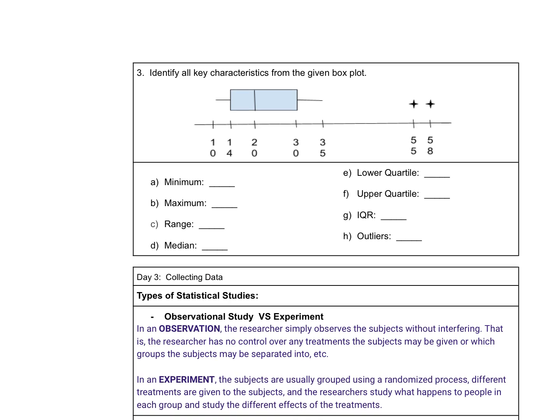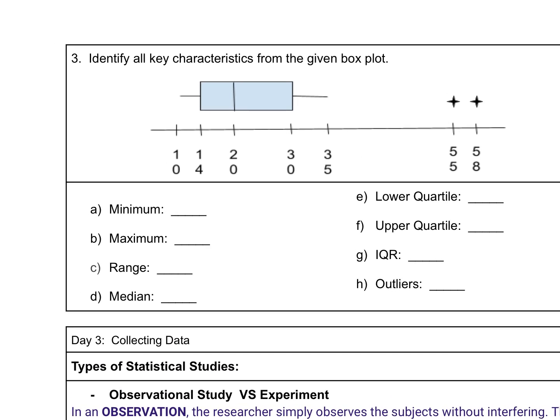The only problem is that once again, the formatting on this document for some reason really messed up this year. So this should say 10, 14, 20, 30, 35, 55, and 58. Okay, so go ahead and fill in all of those blanks for me.